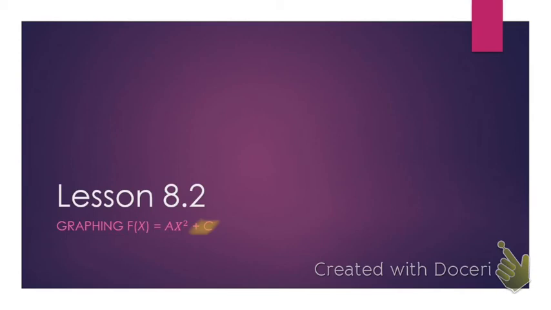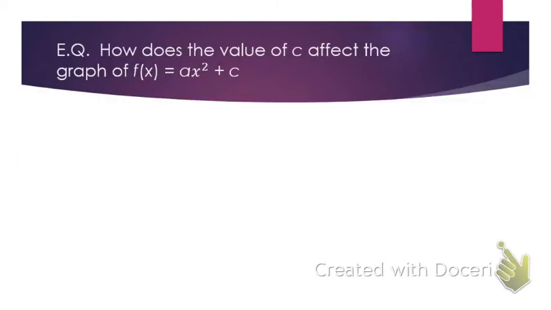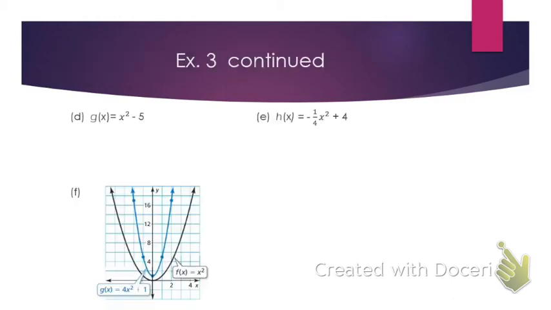Transformations, right? Or translations, I'm sorry. They're all transformations. So we're carrying example 3 right into lesson 8.2. Essential question: how does the value of c affect the graph of f of x equals ax squared plus c? So we're continuing to look at transformations.